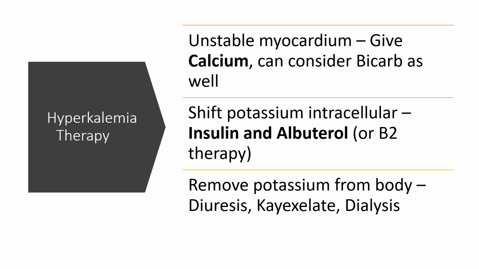If you have a narrow QRS, we're starting with insulin and then potentially albuterol. So if you don't have access to insulin, we're doing albuterol, we're doing high dose. If you do carry terbutaline or Xopenex, you can consider those therapies as well.